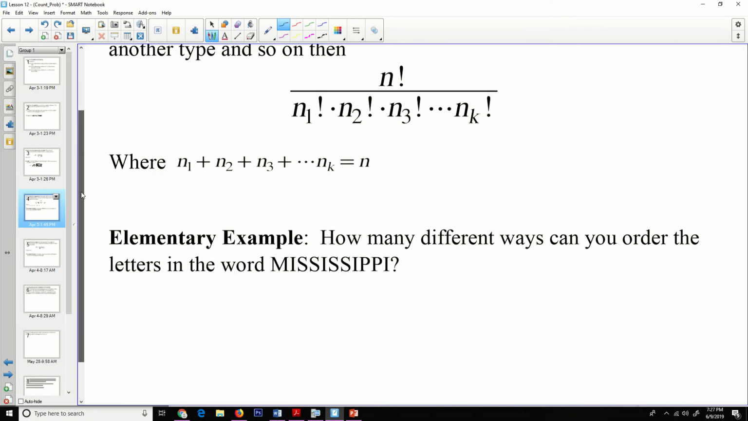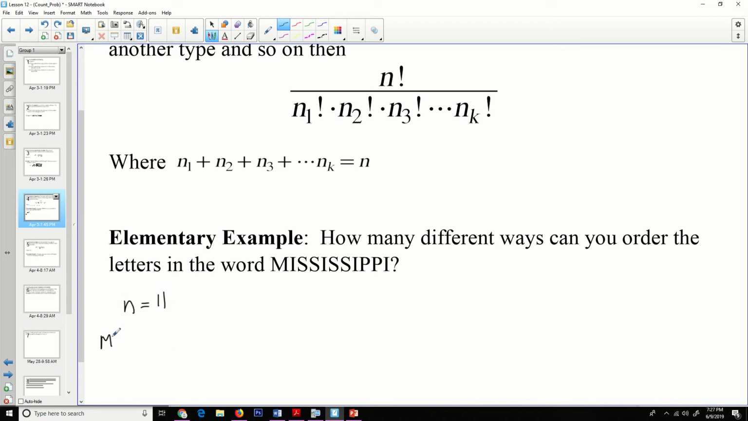Now, we're talking about distinguishable permutations, things that you could tell the difference between. If I switch these two S's, you wouldn't be able to distinguish that from the original problem. But if I said MSISISSIPPI, we would have a distinguishable permutation. So if I count up all of the values, 1, 2, 3, 4, 5, 6, 7, 8, 9, 10, 11, there are 11 values. So our n is going to be 11.